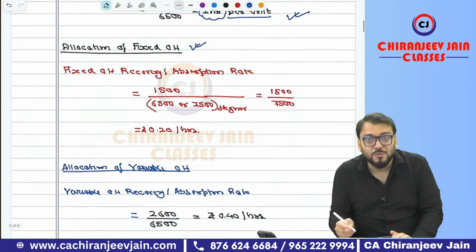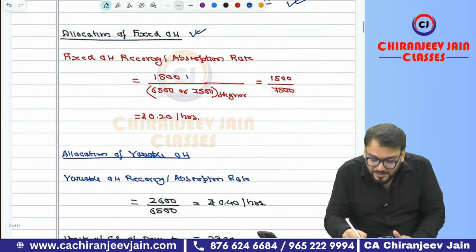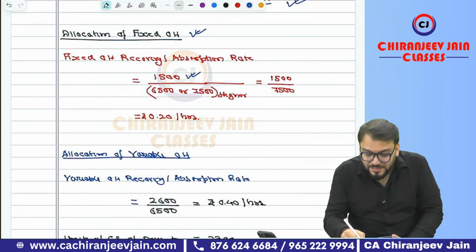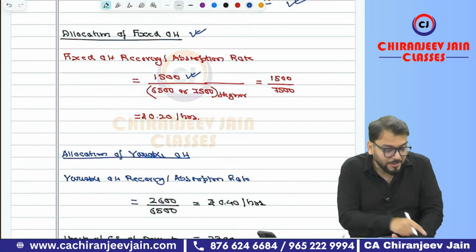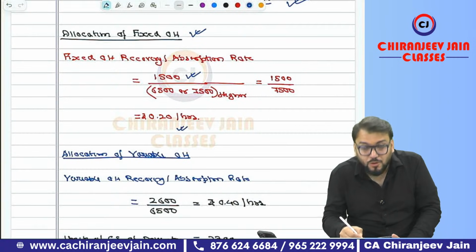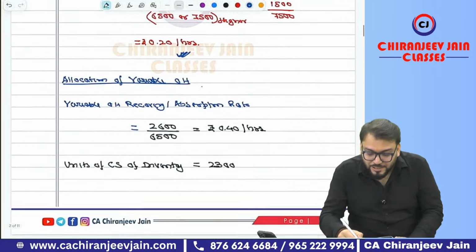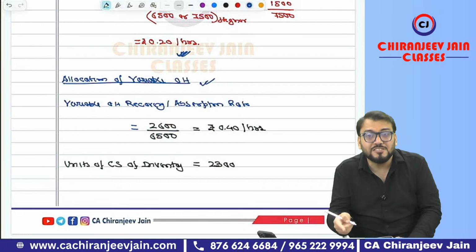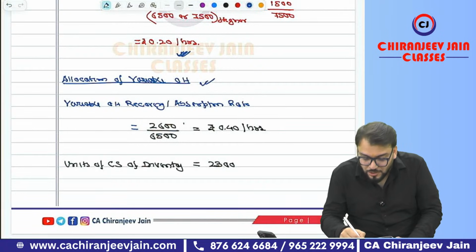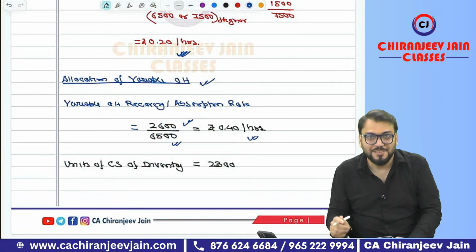Then allocation of fixed overhead. Allocation of fixed overhead will be based on actual hours or normal hours, whichever is higher. You can see 1,500 was the total fixed overhead, divided by 7,500. 1,500 divided by 7,500 will be 0.20 per hour. Then we'll do allocation of variable overhead, that is 2,600 divided by the actual number of hours. So 2,600 divided by 6,500 will be 0.40 per hour.